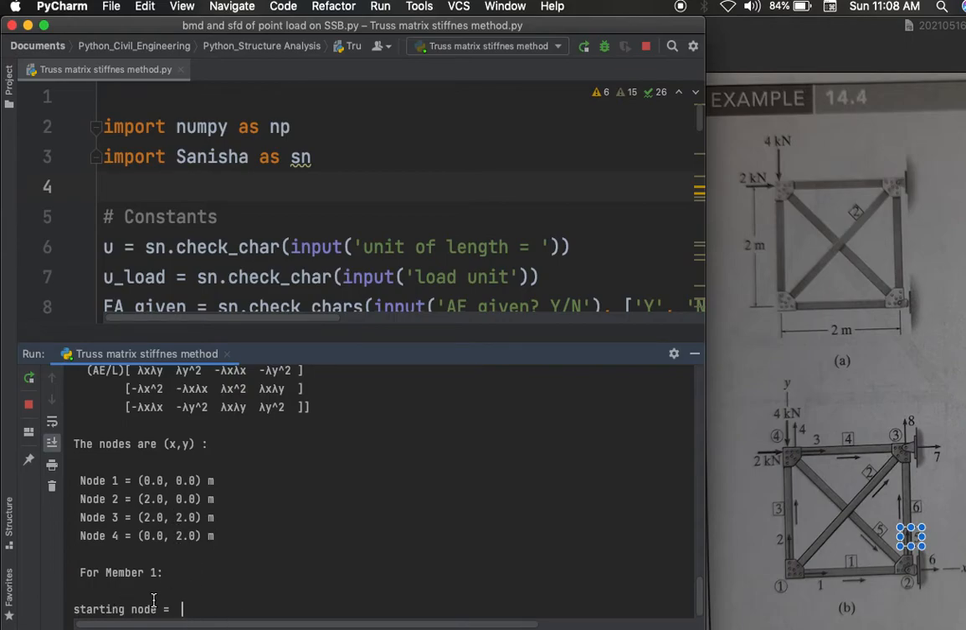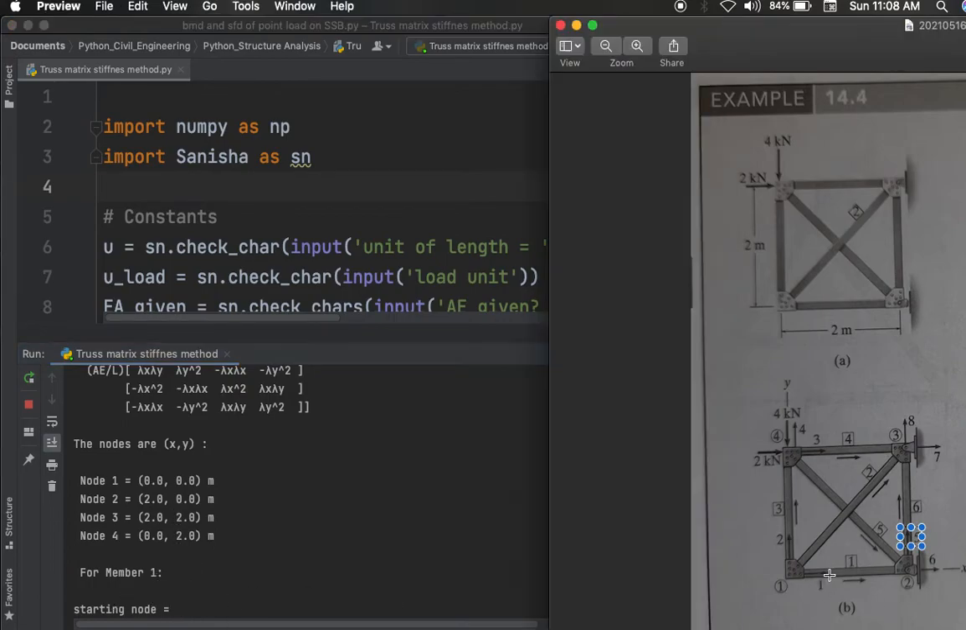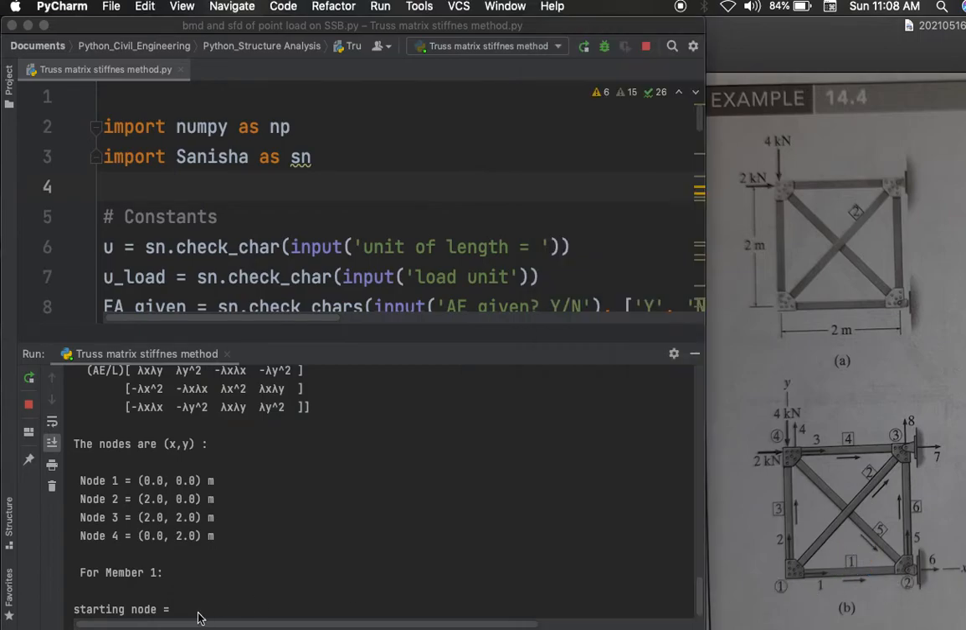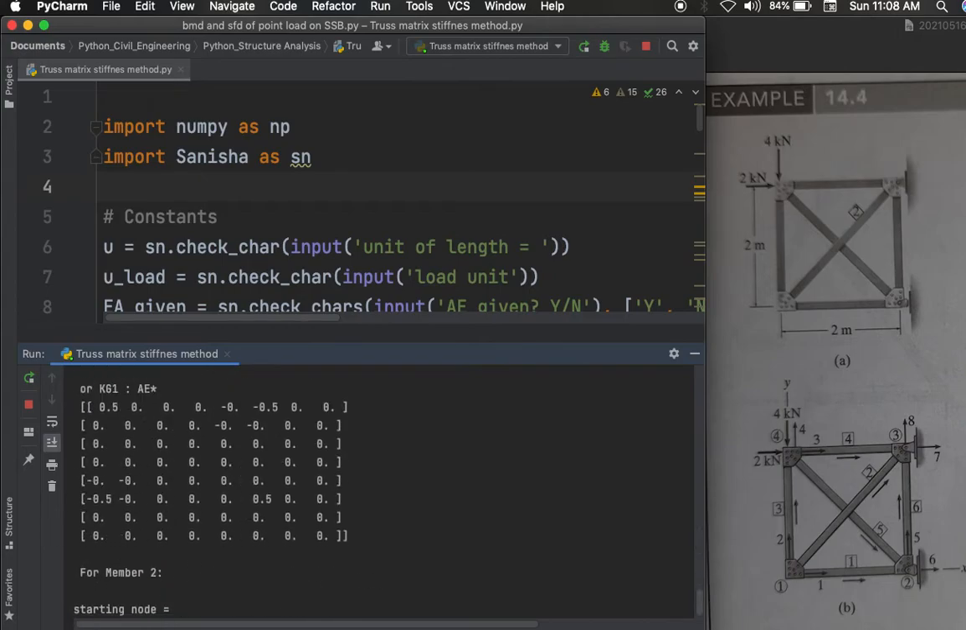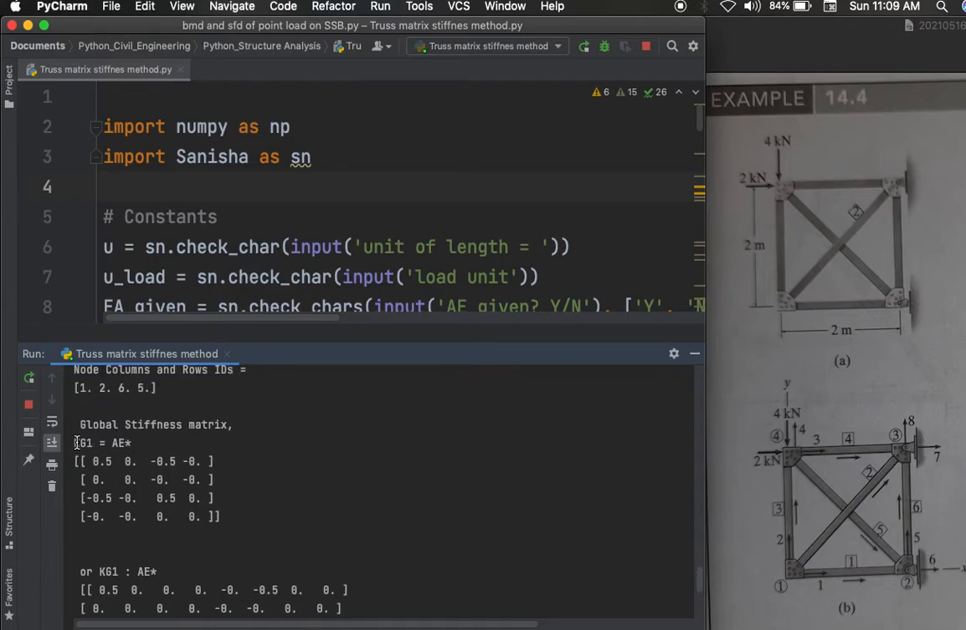So now it is asking you the starting node of member 1. So this is member 1, and the starting node is 1 and the ending node is 2. Okay, so it has created a global stiffness matrix for member 1. This is the global stiffness matrix for member 1, and its degrees of freedom are 1 2 and 6 5. So this is 1 2 6 5, 1 2 6 5.